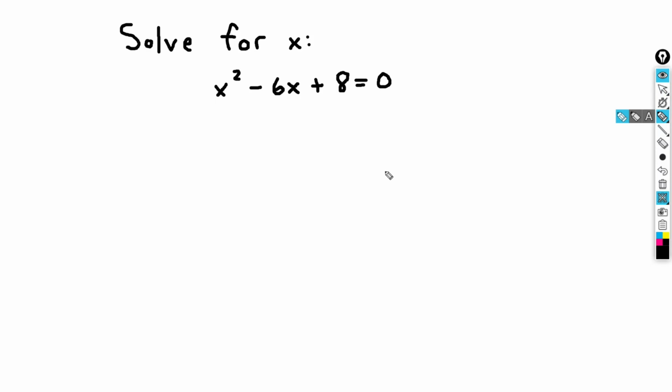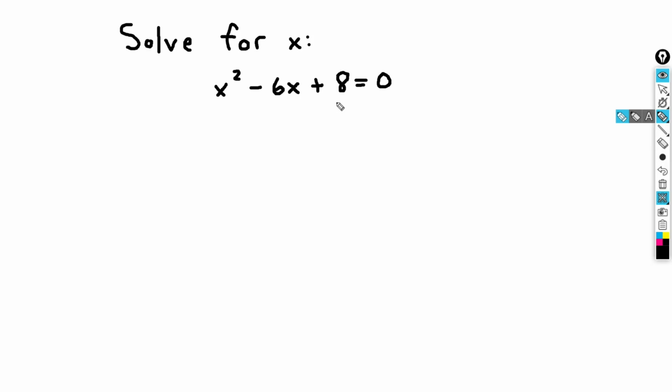Okay, in our first example, we're going to solve for x. We have the quadratic x squared minus 6x plus 8, and that's equal to 0. So we already have one side of the equation equal to 0, so we don't have to rearrange anything. So we're going to start by listing the factors of the constant term.